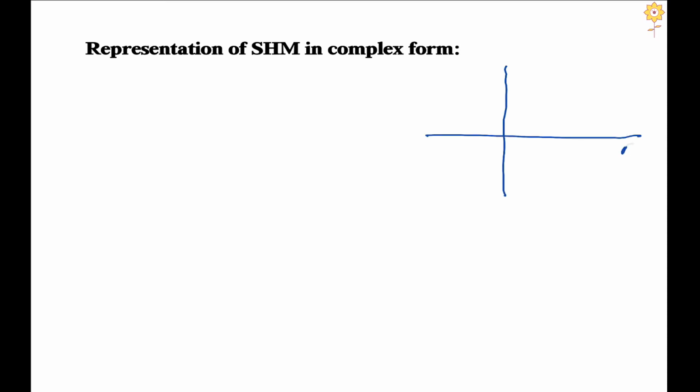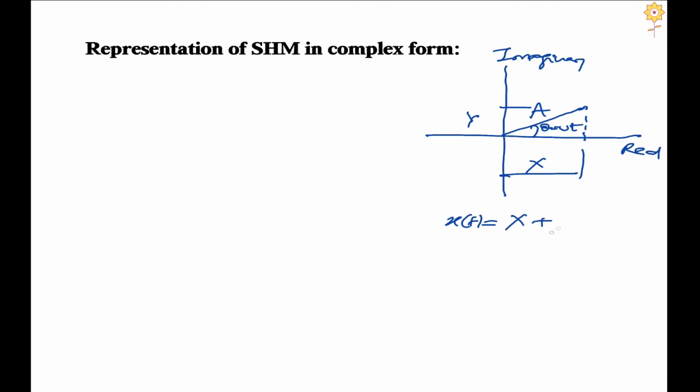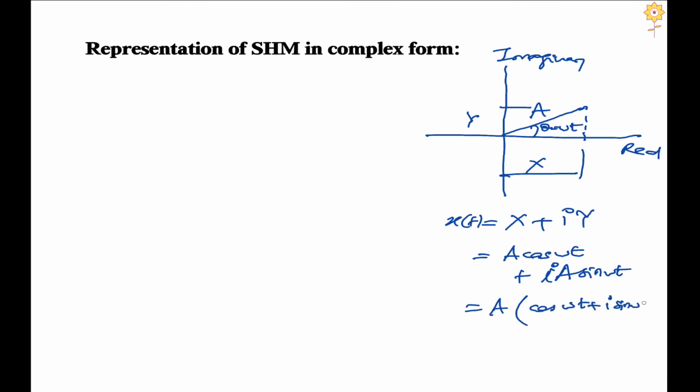Complex notation. So I am having the real axis and the imaginary axis, and I show the vector of amplitude a, with theta equal to omega t. I have the x component, capital X, and the y component, capital Y. So I can say the displacement is equal to the x component plus the imaginary number times the y component. So it is a cos omega t plus i times a sin omega t. Taking a common outside, it is cos omega t plus i sin omega t. That is the expansion of e raised to i omega t, where omega t is nothing but theta. So it is a times e raised to i omega t, or a e raised to i theta.